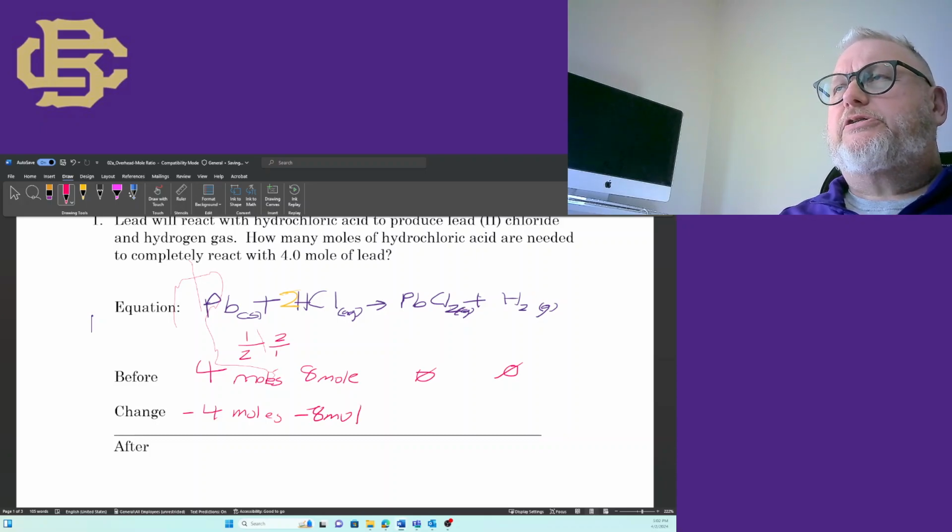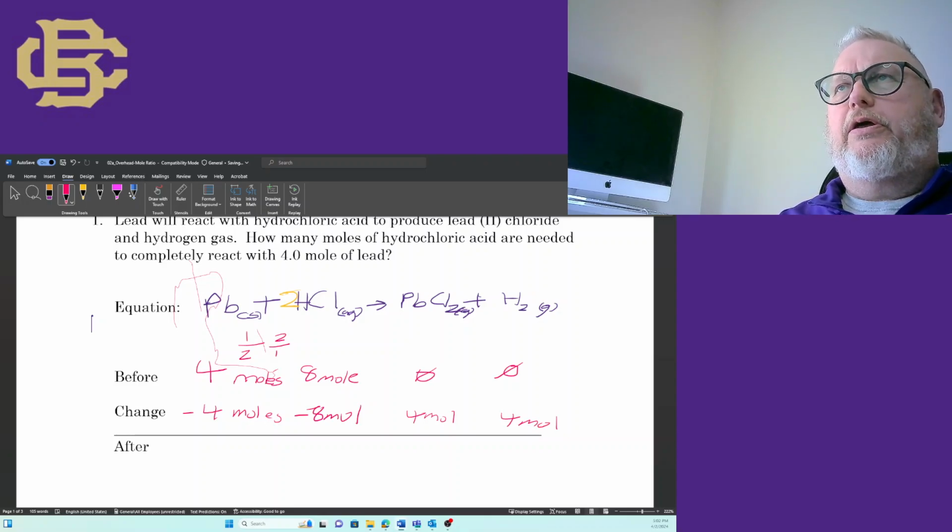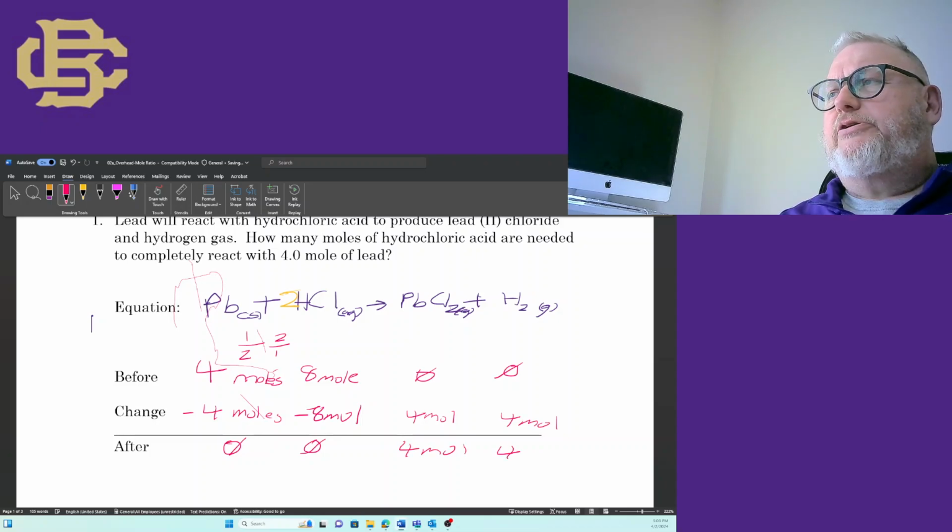And I'm going to produce, let's see, for every 1 mole of lead, 1 mole of lead chloride. So that's going to be the same. I'm just going to write 4 moles. That's what I'm going to produce. And how many moles of hydrogen gas? Of course, 4 moles, because that is a 1-to-1 ratio. 1 lead, 1 lead chloride. 1 lead, 1 hydrogen gas. 4 moles of lead chloride. So, of course, I have 0 left over, and I produce 4 moles each of lead chloride and hydrogen gas.